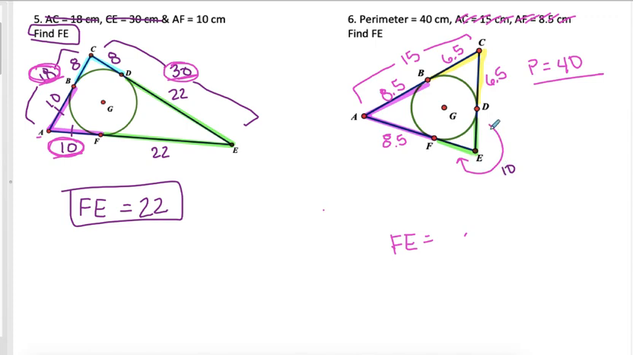So if I have 10 for both of these green pieces, each one of these, I can divide and find that F to E has to be 5. These two pieces have to match, so it can't be 2 and 8 or 1 and 9. They have to be the same, so I can divide by 2 to find that piece.